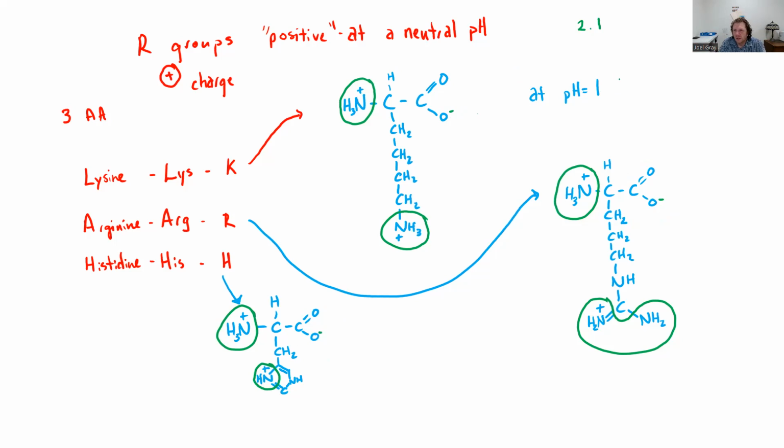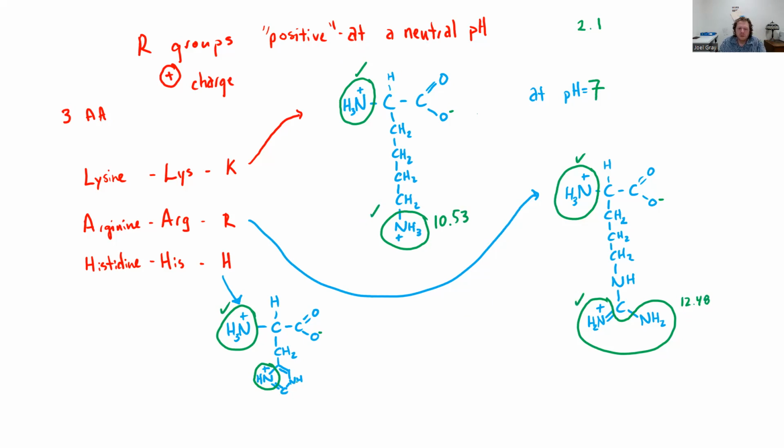Now I'm also going to change this from pH 1 to pH 7. My N terminus for every single one of these groups has a pKa of about 9 or so, so at a pH of 7, they will remain protonated. I'm going to put a check mark by each one of those. The R group for something like lysine has a pKa of about 10.53. The R group for arginine has a pKa of about 12.48. So both of those groups at a pH of 7 will remain protonated.